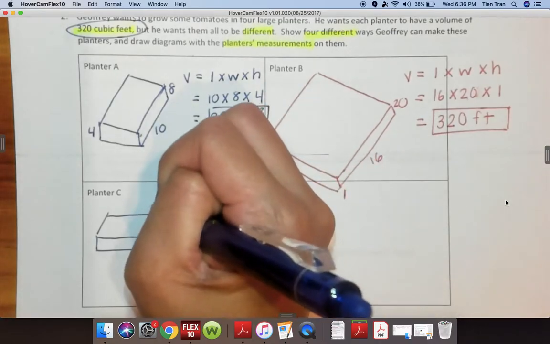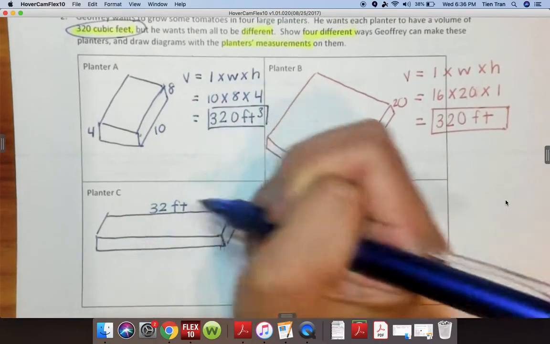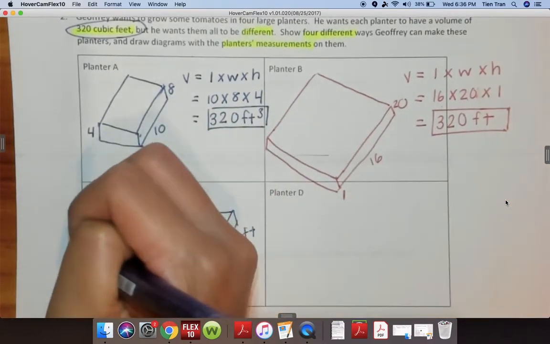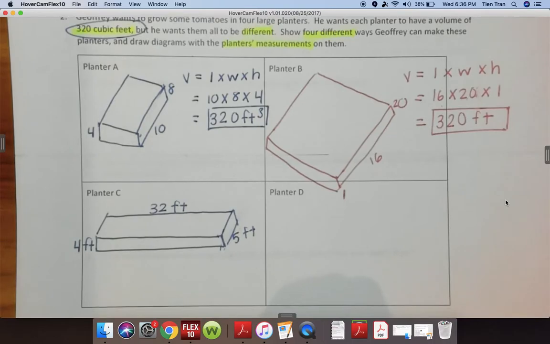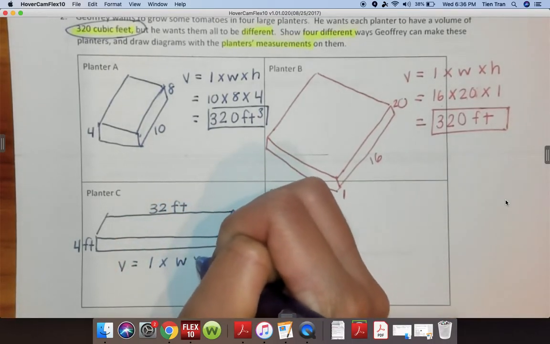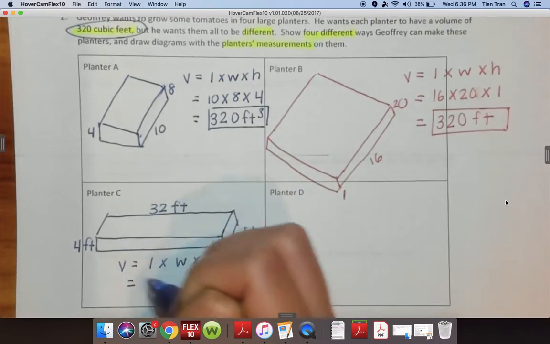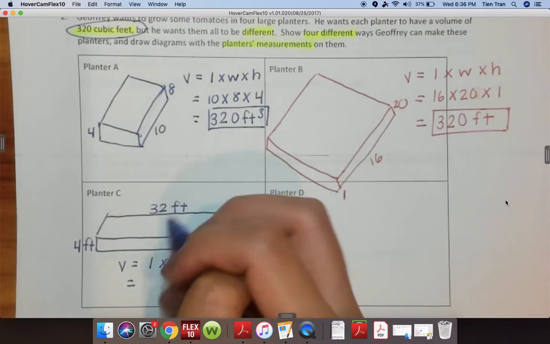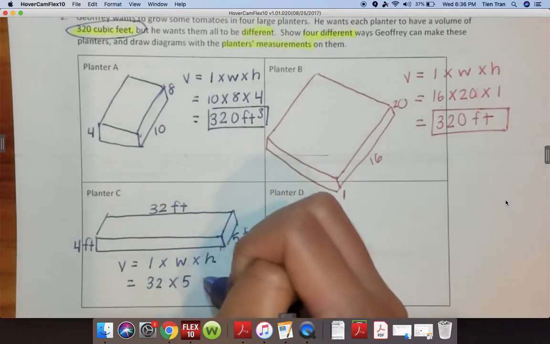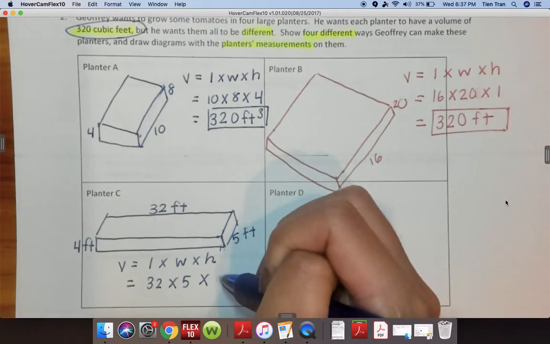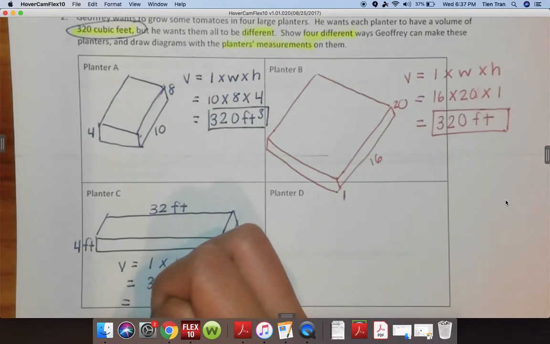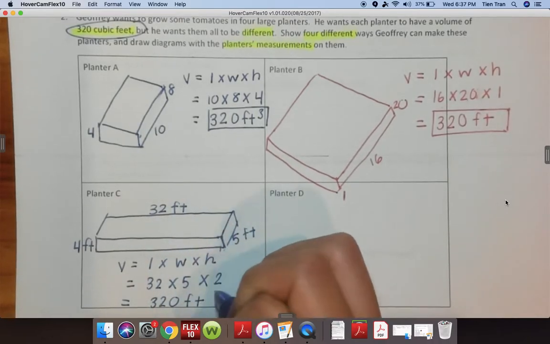I'm going to make it 32 feet, 5 feet, and 4 feet for my height. So volume is equal to length times width times height. My length, I said, was 32 feet, and then I said my width is 5 feet, and then my height is going to be 2 feet. So when I multiply that all together, I get 320 feet cubed.